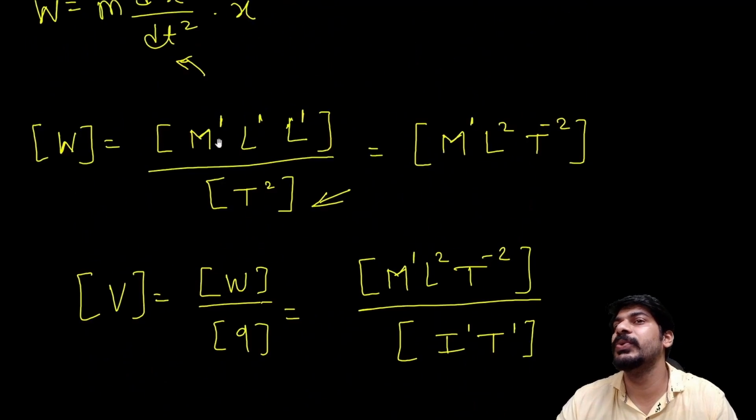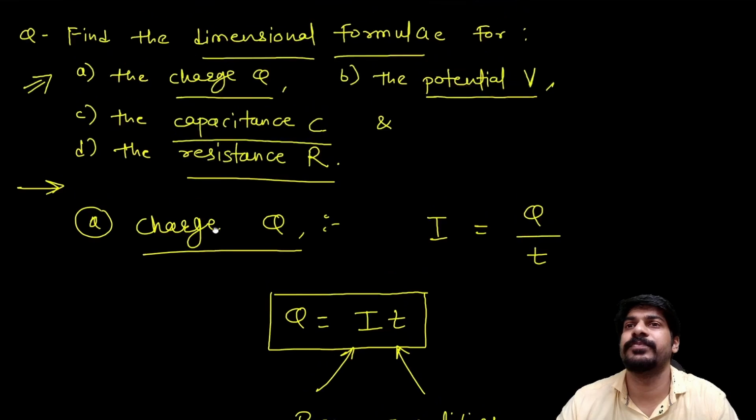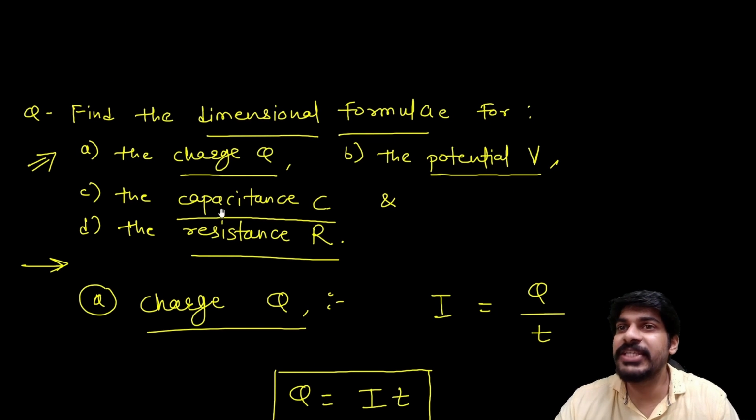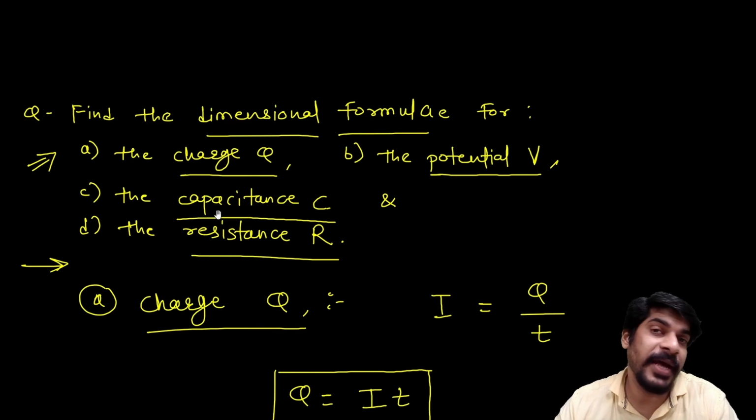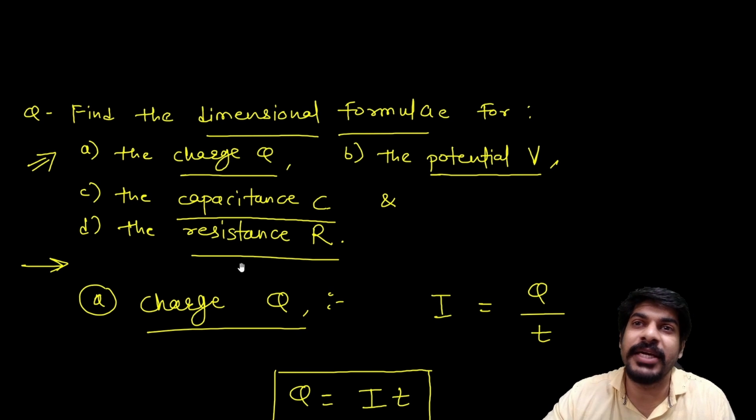Now let's go to the next one. Let's see what is the next quantity. So the next quantity over here is capacitance. Okay, so as we know, first of all we must know the formula. So first of all, let's write down the formula.